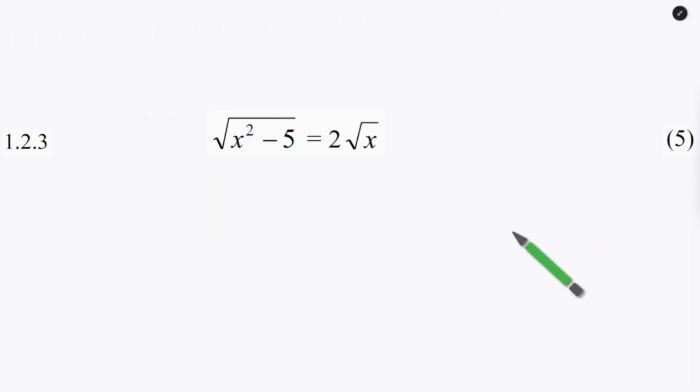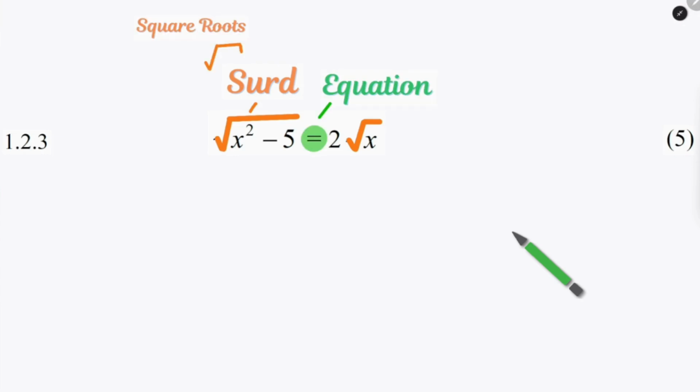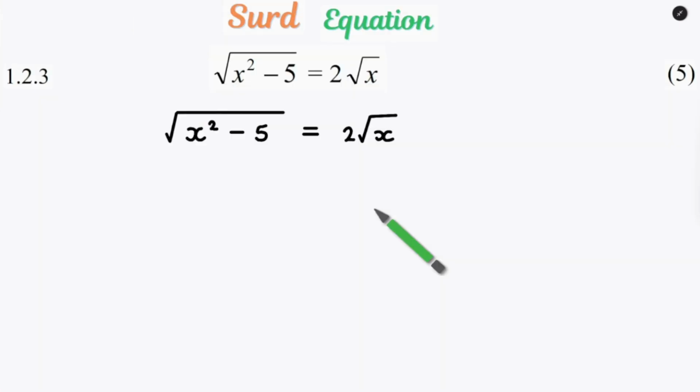Next up for 5 marks is a surd equation. And surds are things like square roots and cube roots. How we cope with these is that the opposite operation of a square root is a square. So we square both sides. We just grab the equation and square both sides.